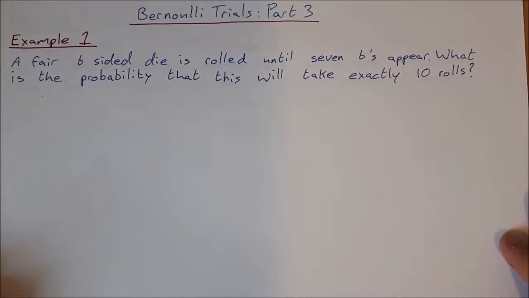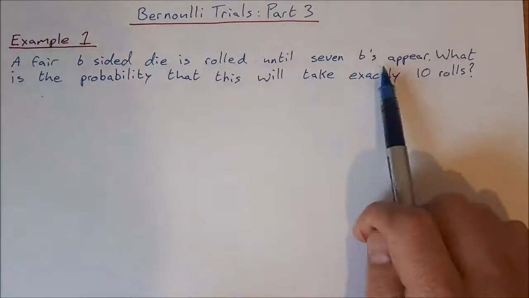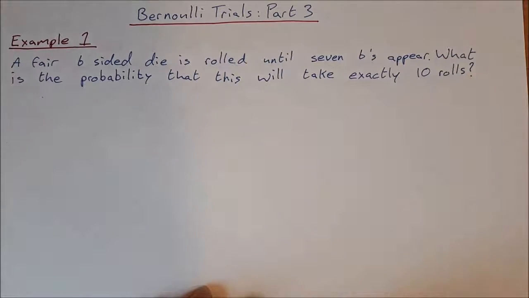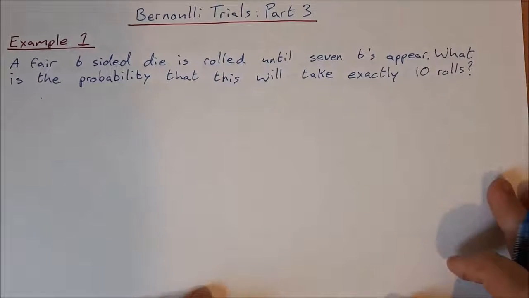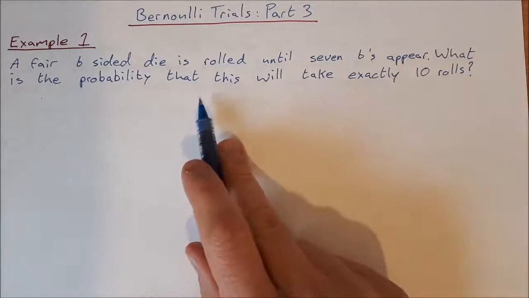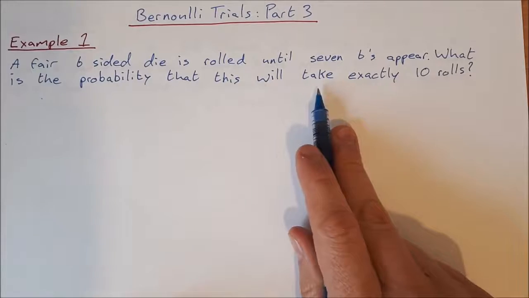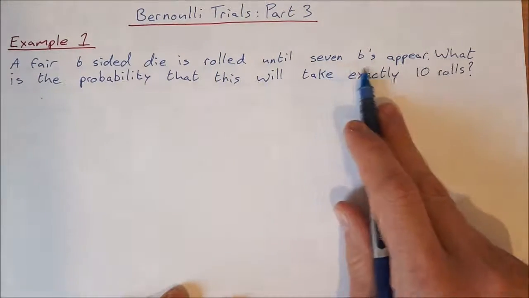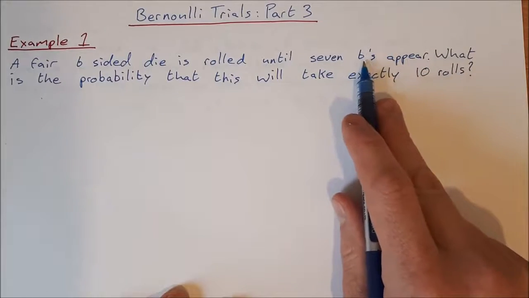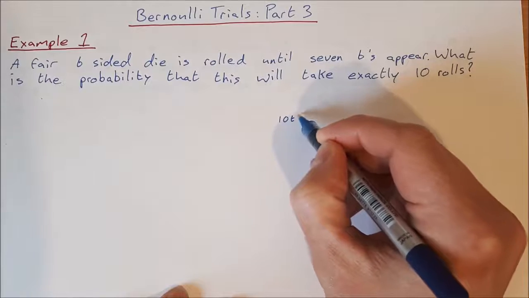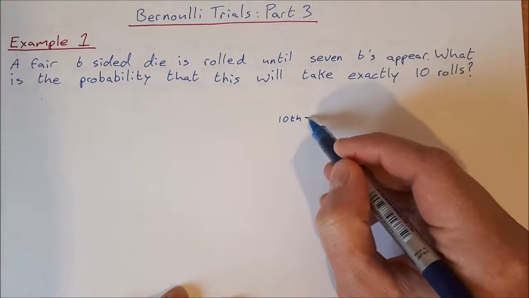So example 1, a fair six-sided die is rolled until 7 sixes appear. What is the probability that this will take exactly 10 rolls? So this is the type of question that kind of takes the Bernoulli trials a step further. So if we want this to take exactly 10 rolls, that means we're going to have a 6 on the 10th roll. So I'm going to say the 10th roll is a 6.